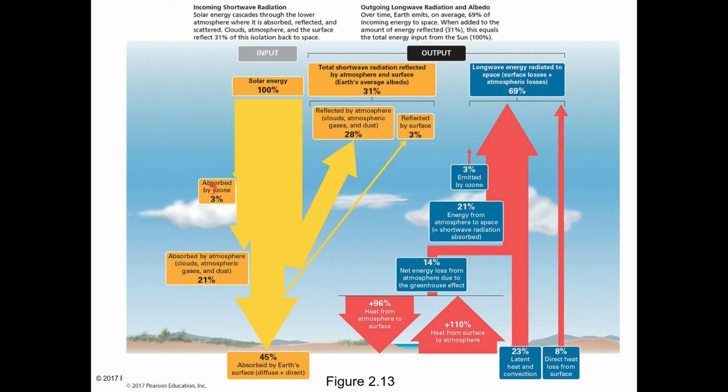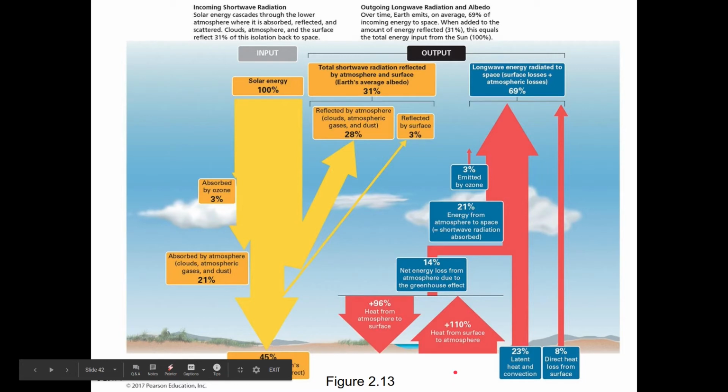Ozone is going to absorb another 3, so now we've got 66% left over. So 21% is going to warm the atmosphere, and about 45% is going to warm the surface. So 45 plus 21 is 66, and 3 is 69, plus 31 is 100. So that's 100 units of energy coming in.